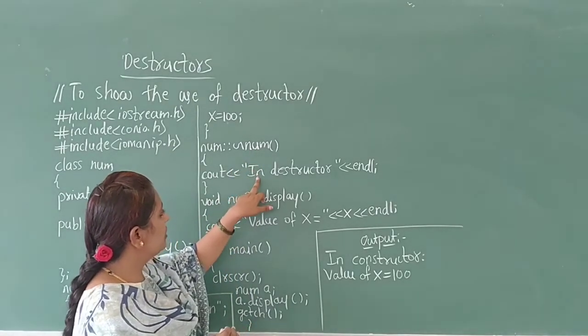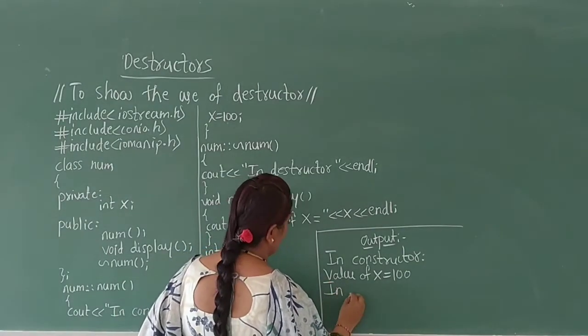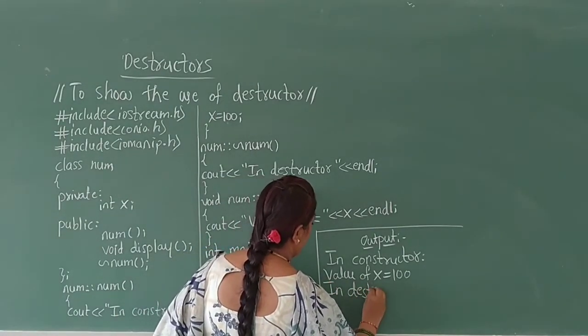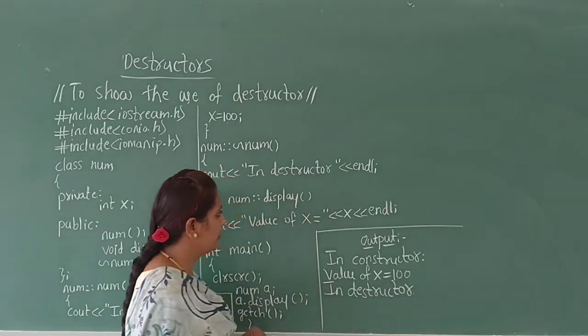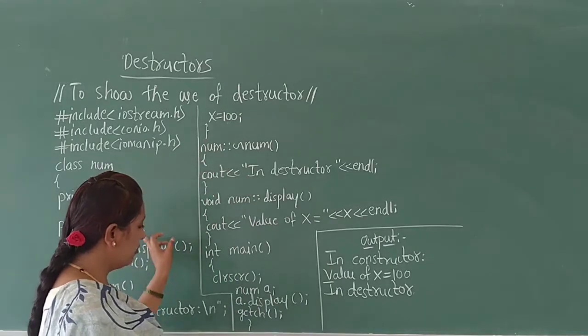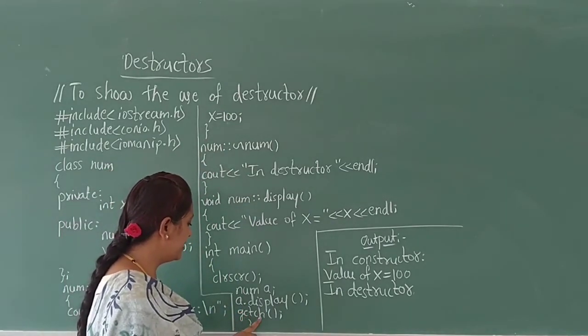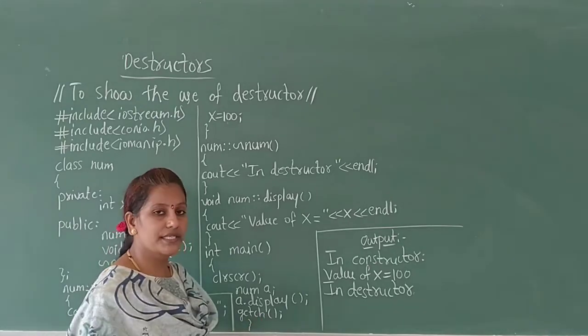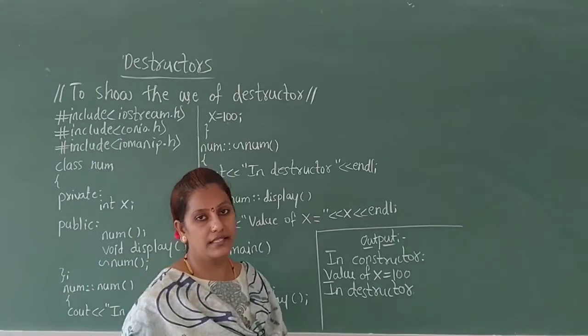Then it displays the statement "in destructor". Then the control again returns to the main function. Then the next statement, getch, gets a character value from the output screen. Then it ends the program execution.